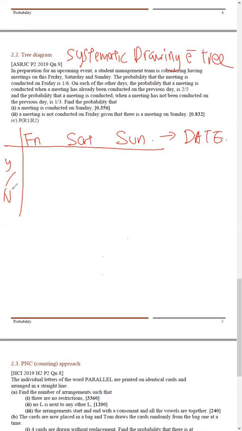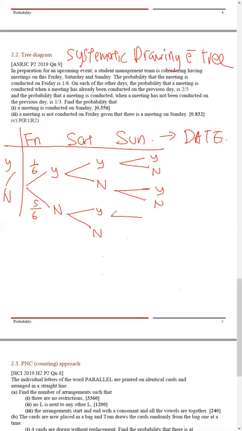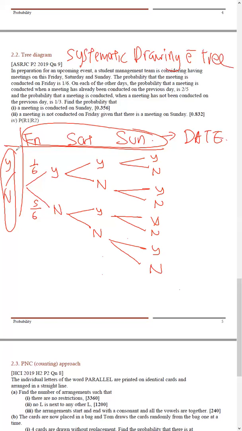So today on Friday, if it is a yes, the probability will be 1/6. If it is a no, the probability will be 5/6. On Saturday, again, yes or no, yes or no. And on Sunday, again, yes or no, yes or no, yes or no, yes or no. So remember, there should be 2 so-called variables, one in your row and the other one in your column. This will make your tree diagram very systematic.